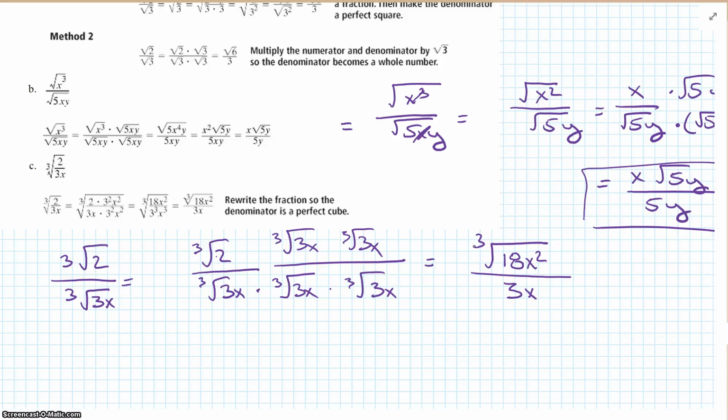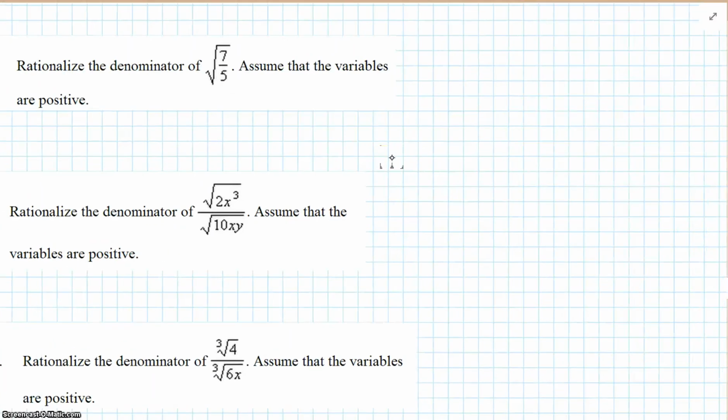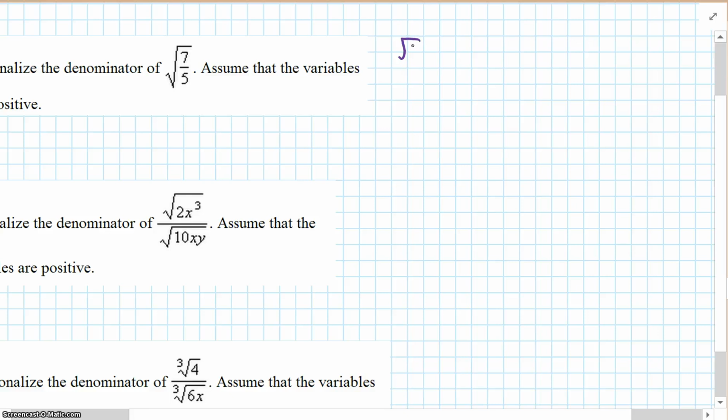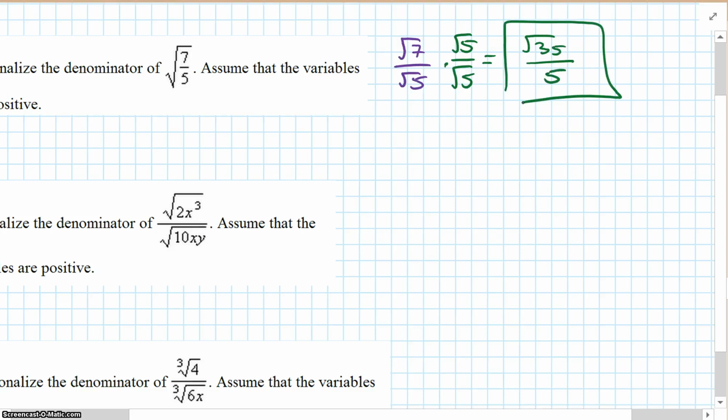Okay? So let's get some examples of this and get rolling. Rationalize the denominator of the square root of 7/5. Again, I'm going to break it down as the square root of 7 over the square root of 5. I need to multiply the bottom by the square root of 5 and the top by the square root of 5. So I'm going to get the square root of 35 over 5. I can't simplify it, so we're good.